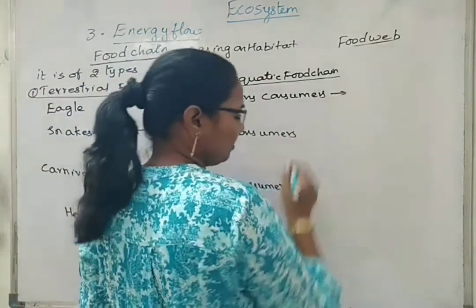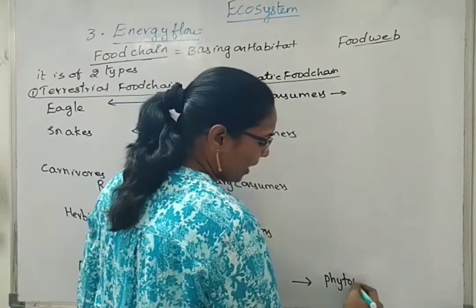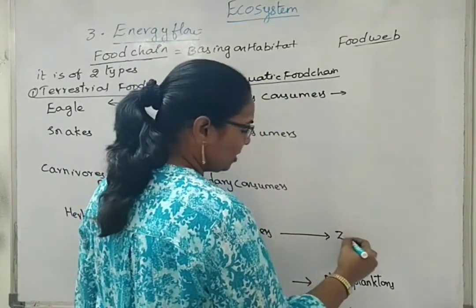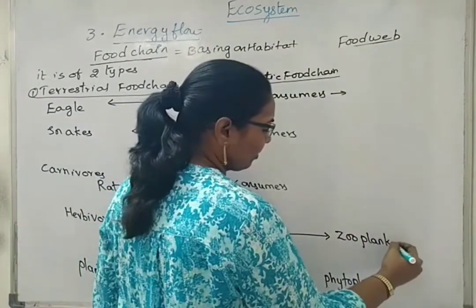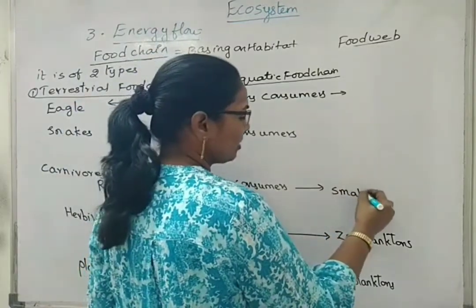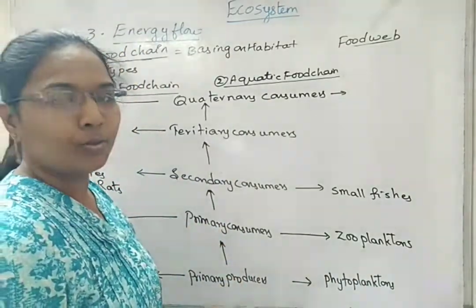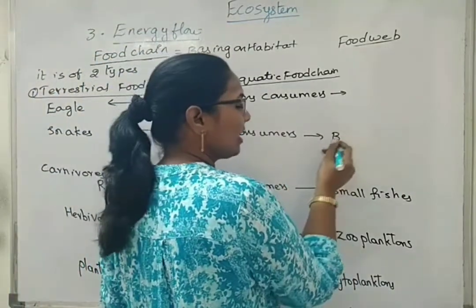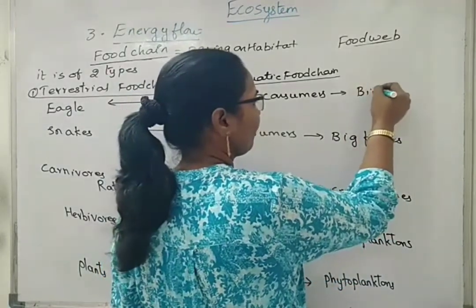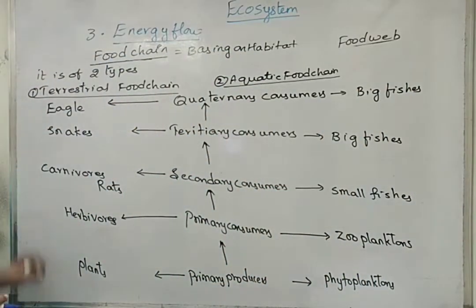Under the aquatic food chain, starting from primary producers, we can take phytoplanktons. Under primary consumers, we can take zooplanktons. Under secondary consumers, we can consider small fishes. Under tertiary and quaternary consumers, we can take the same example, big fishes like whales, sharks, etc. So this is one type of representation of food chains.